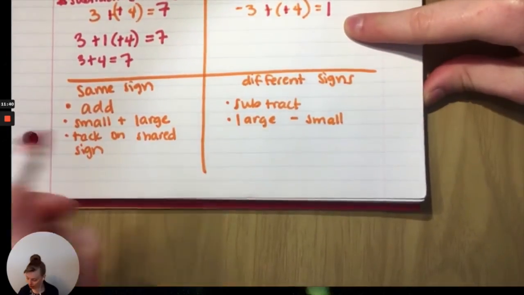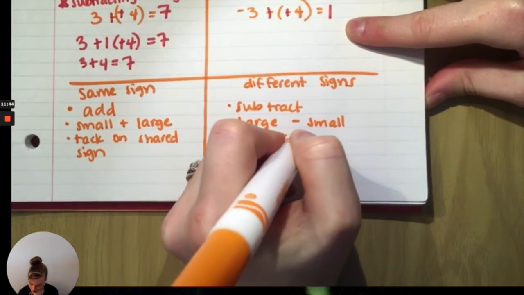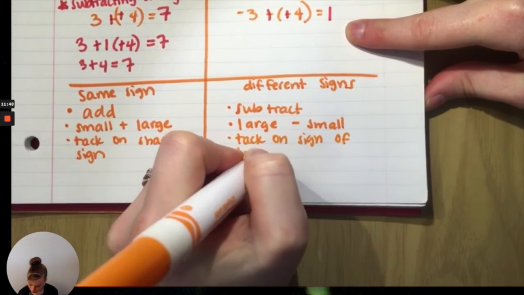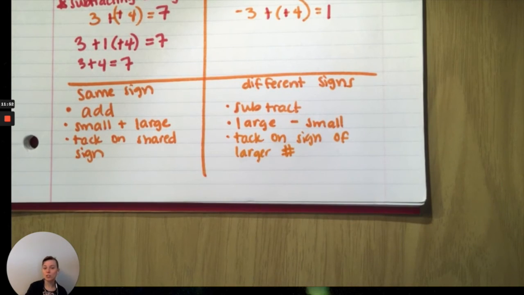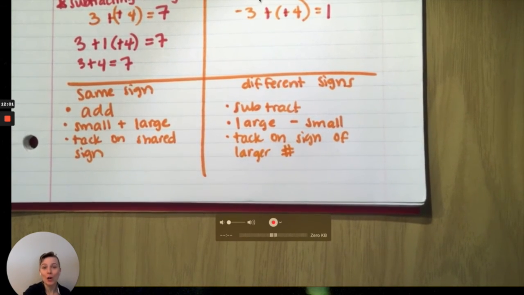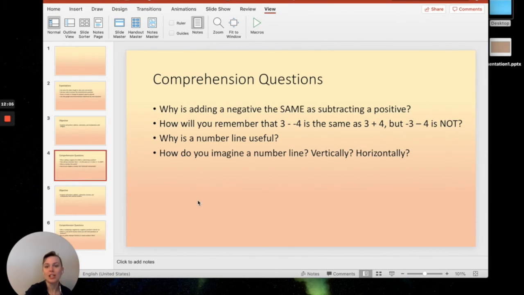So when I tack on my sign, I'm going to tack on the sign of the larger number. So which one is the farthest distance from 0, that's the sign that I'm going to be sticking on to my final answer. So again, pause the video, rewatch. Go wherever you need to go to help yourself, and then think of these questions.